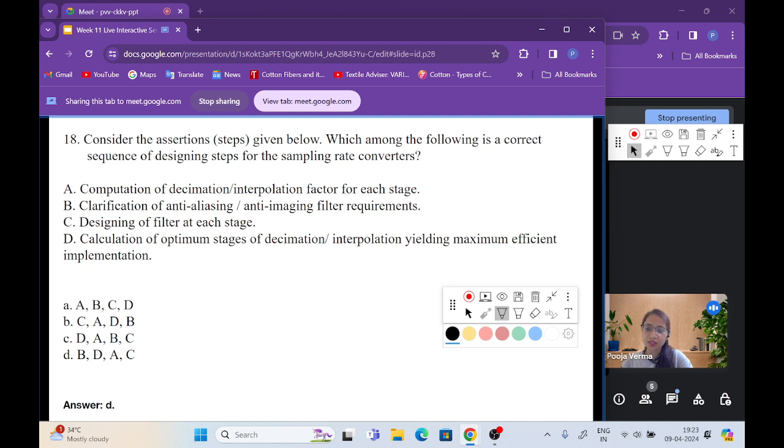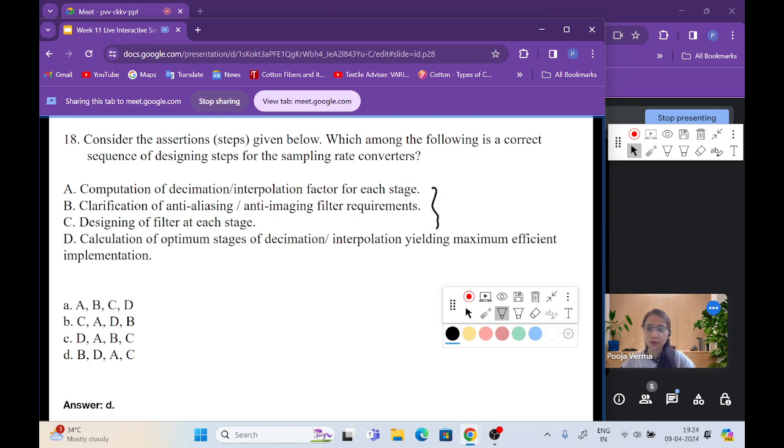Option A is A, B, C, D. Option B is C, A, D, B. Option C is D, A, B, C. Option D is B, D, A, C. So what are the steps while designing a sampling rate conversion system? What are the basic steps? So see the steps.